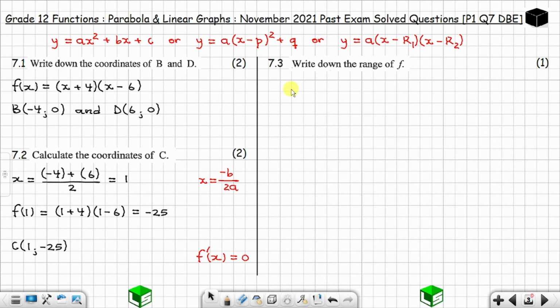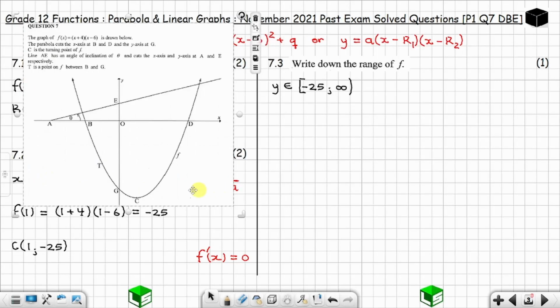Okay, so the range of f, you are going to write it as y element of [negative 25, infinity). Make sure you have a square bracket there. Negative 25 is included. You can see it's included when you look at the graph. It's there, it's included on the graph. This is why you have a square bracket there. And you have a round bracket there because you don't know what infinity is, because this graph still goes on and on. You must have a round bracket there. And you have a square bracket at negative 25 because it is also included in the range.